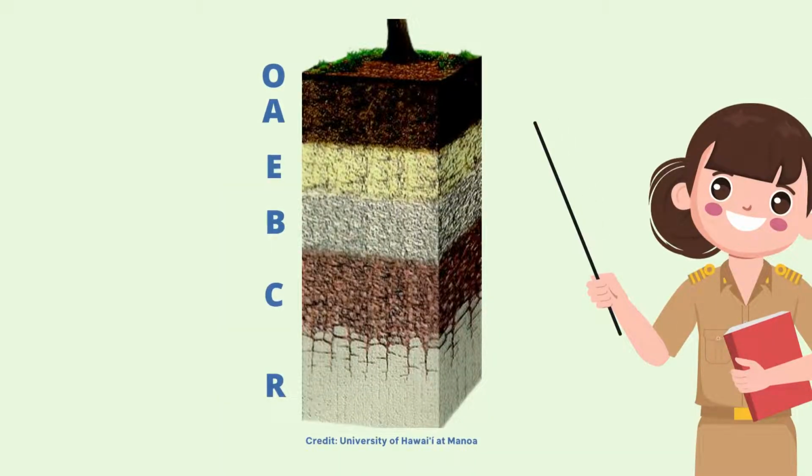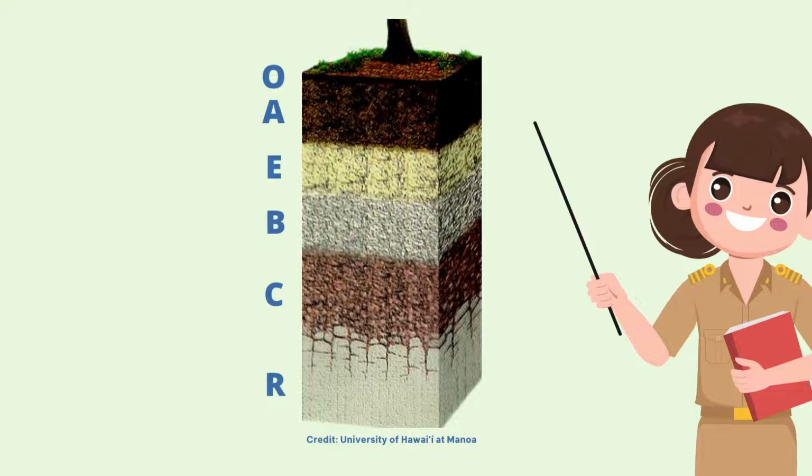First, we have the O horizon, which is made up of lots of decomposed organic matter. This layer is often referred to as humus. Next, we have the A horizon, which consists of mineral matter mixed in with some humus. Then we have the E horizon, which is leached of clay, minerals, and organic matter, leaving a concentration of sand and silt particles of quartz or other resistant materials.